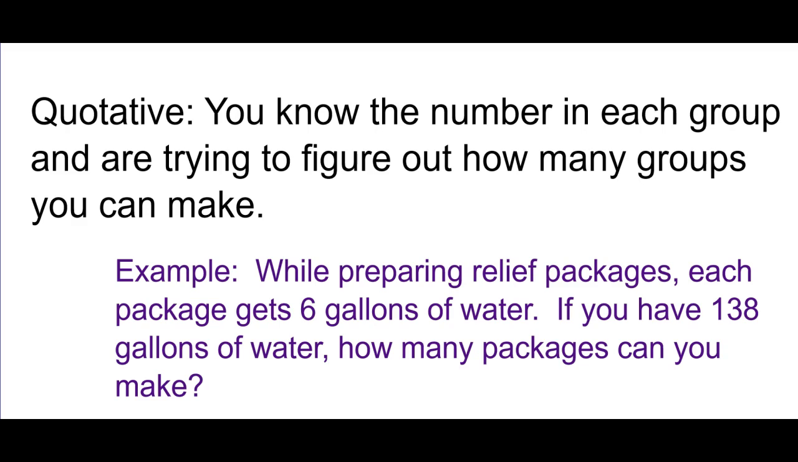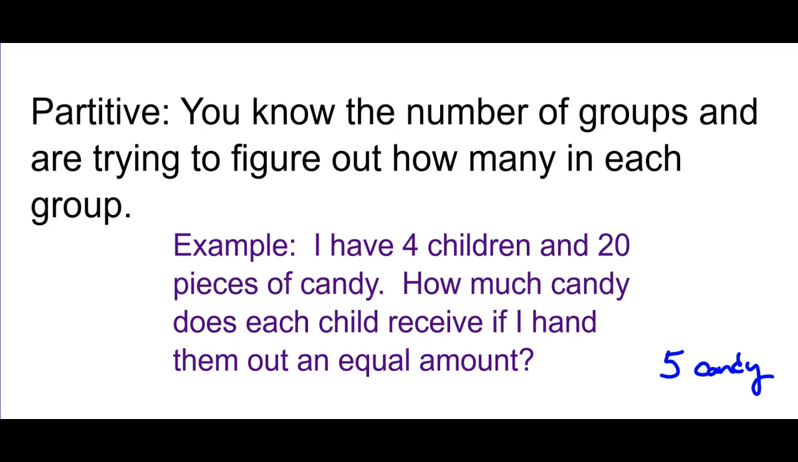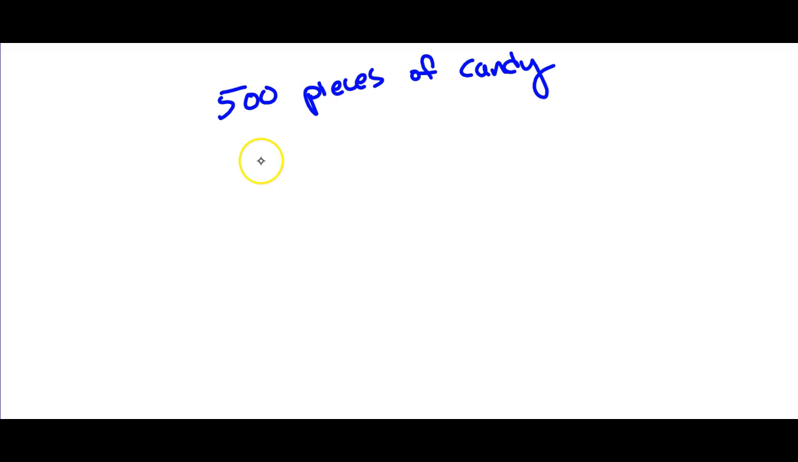So going back to our last example for partitive, maybe I know how much I want each kid to have. Let's say we've got a whole school of children and I'm putting 5 pieces of candy in each bag. Here, to avoid the confusion, let me just make up a new problem. Let's say we have 500 pieces of candy. Let's suppose we're preparing for Halloween. All right, I've got 500 pieces of candy in a big bag, and I'm going to put in these little sandwich bags 5 pieces in each one. So how many packages can I make for trick-or-treaters coming to my house?